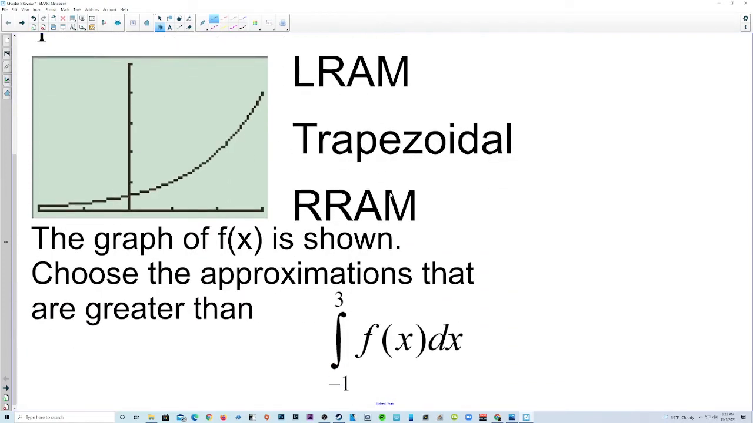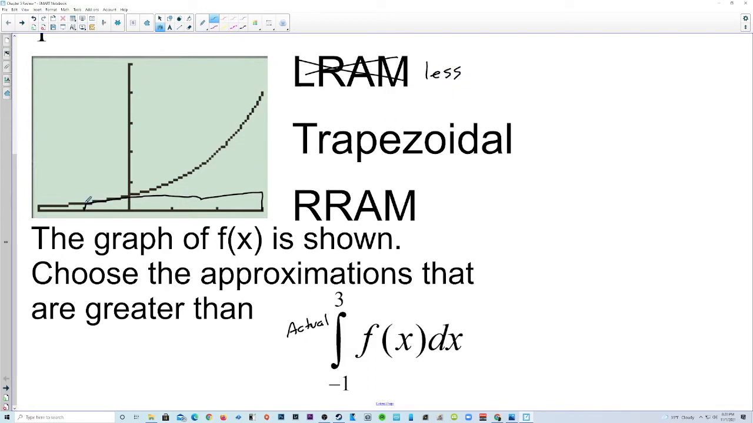Here we have a graph, and it says the graph of f of x is shown. Choose the approximations that are greater than, and this would be what the actual answer is, to the area under this curve. So if we have LRAM from -1 to 3, imagine if we just had one rectangle using LRAM. That's an underestimate. The graph chooses the approximations that are greater than. So this one is not. This one is actually less than the actual answer.